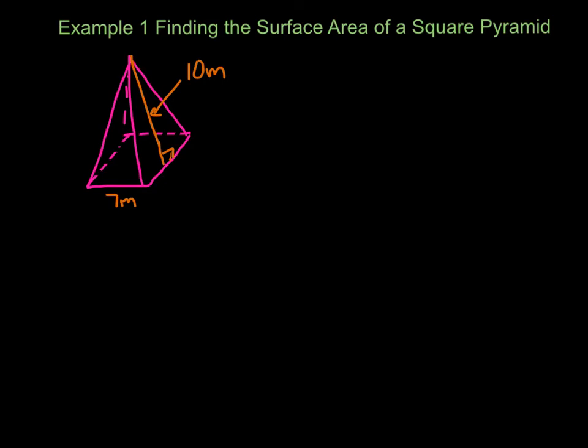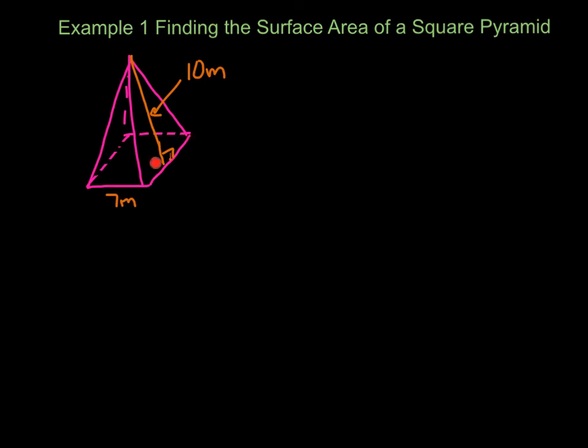Alright, example 1 is finding the surface area of a square pyramid, and I've already got mine drawn out here for you. We know it's a square pyramid, so that means my base has to be a square. When I start my vertices, I just go straight down and I make it a pyramid shape.